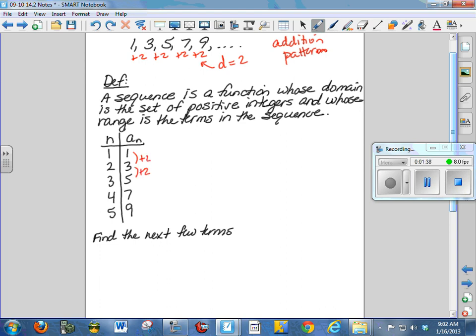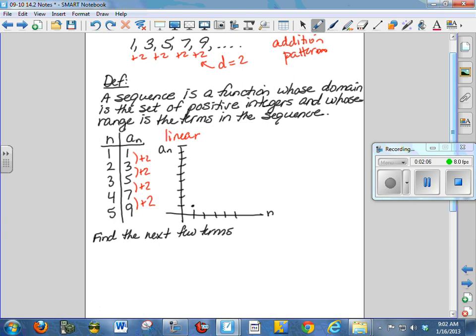Now you should recall from a previous unit that when something goes up the same amount in the x direction and in the y direction, in other words, we have a constant addition pattern, this is a linear pattern. Indeed, if we were to graph this sequence, we would clearly see this linear pattern. 1, 2, 3, 4, 5, 6, 7, 8, 9. 1, 2, 3, 4, 5. This is n. This is a sub n.